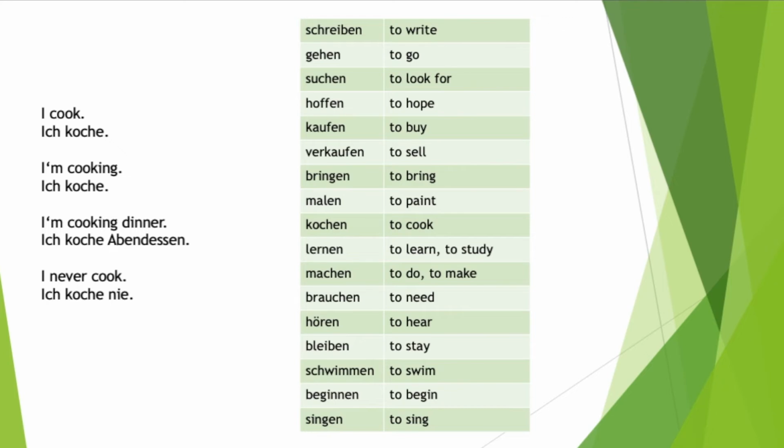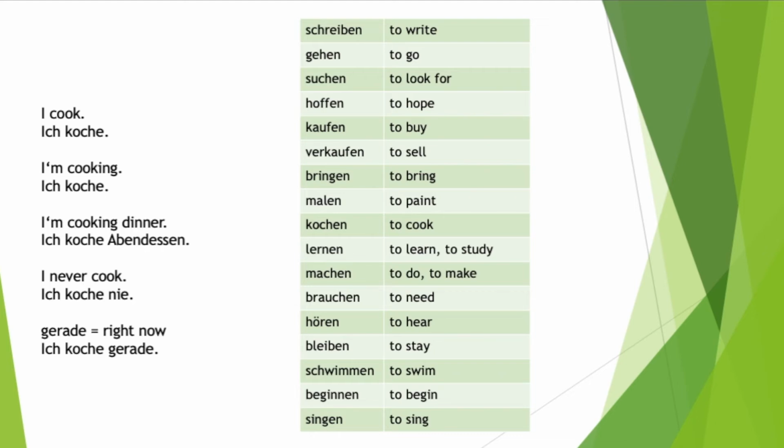Now, if someone tells you, ich koche, how do you know if they mean that they generally cook or that they're cooking right now? You can usually tell from the context what they mean, but there is a way to make it crystal clear by just adding the word gerade, which means right now. So you can say, ich koche gerade, which means I'm cooking right now, and you know that they're cooking at this exact moment.